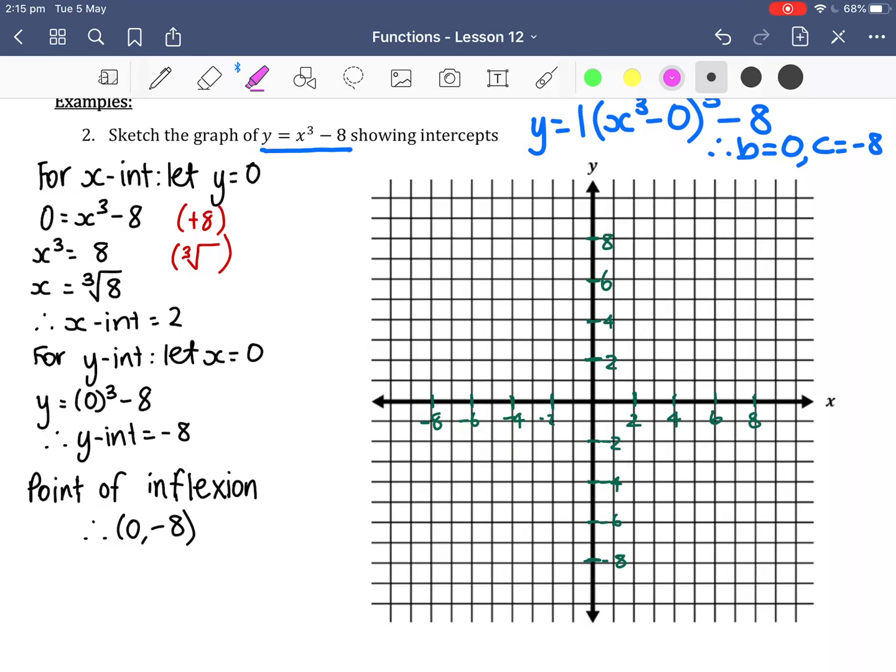So we know we have an x-intercept of 2, so we have a point there, and we have our y-intercept of negative 8, and we have our point of inflection occurring at negative 8. So that means our graph is going to start here, and then we go up through negative 2 all the way up. Make sure that we add arrows to our graph, and then we want to write that it is the function, so it is y equals x cubed minus 8. So we want to label our graph as well.